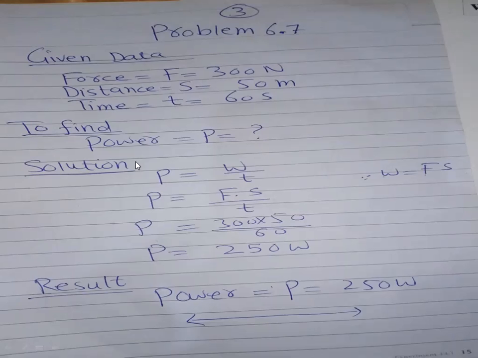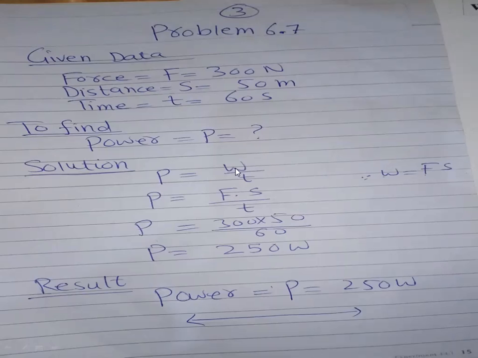In this numerical, I need to find out power. The formula for power, as we discussed when we studied chapter number 6, at the end of the chapter: rate of doing work is called power. Power is equal to W by T. And you know work done is equal to Fs. Just put work done equal to Fs divided by T and then plug in the values.